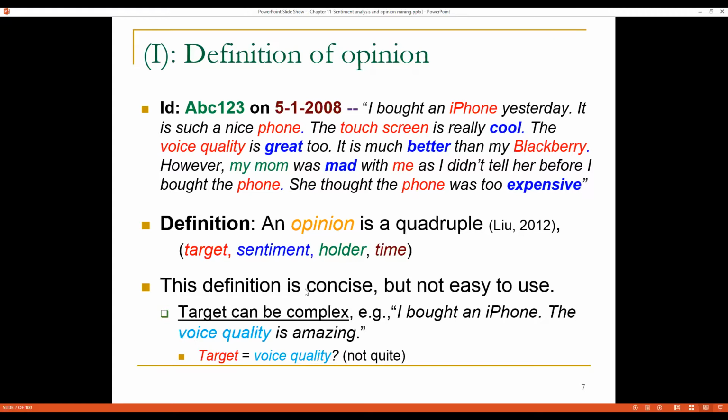So this definition is concise, but it's not easy to use, and targets can be complex. For example, I bought an iPhone. The voice quality is amazing. So is voice quality the target? Well, not quite.